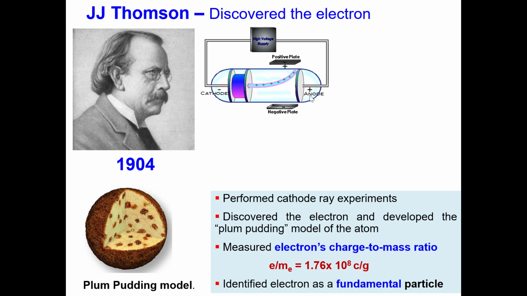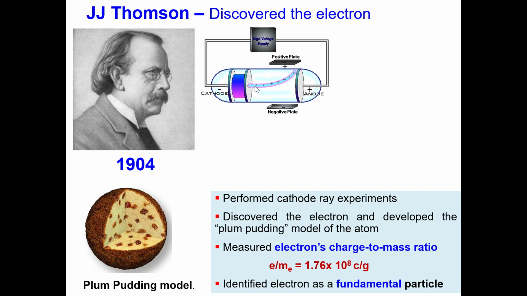Then when he applied the voltage, what he observed was some ray coming from the negative cathode to the positive anode. He observed a ray travel from cathode to anode. Then he was curious about this ray, and he was trying to understand what the composition of this ray was.